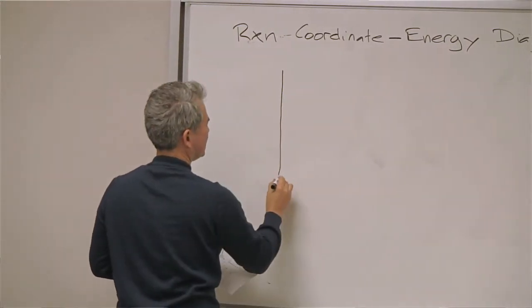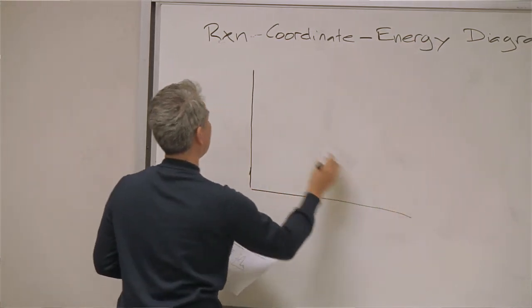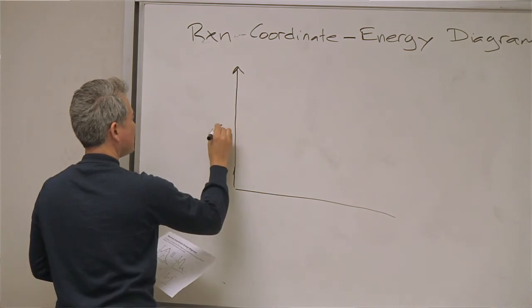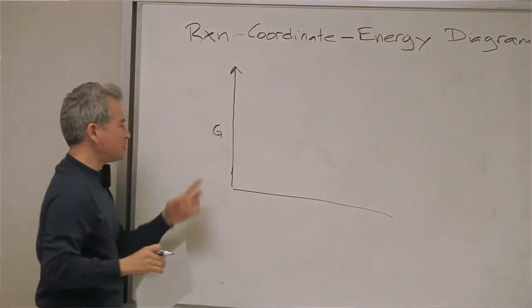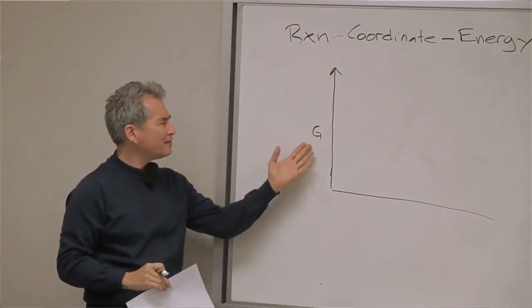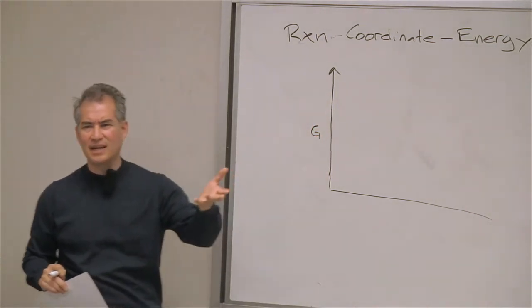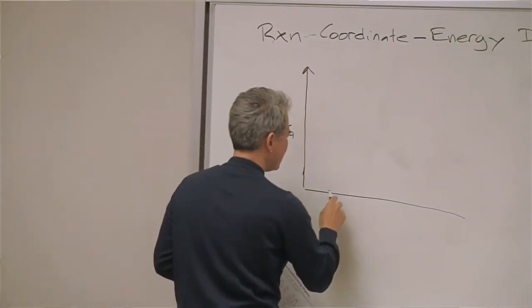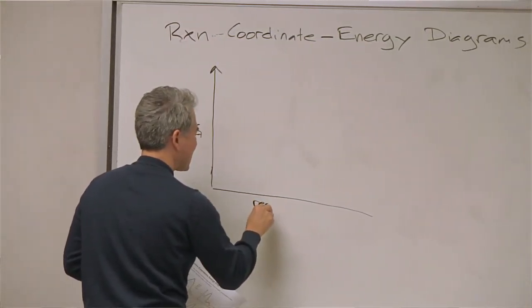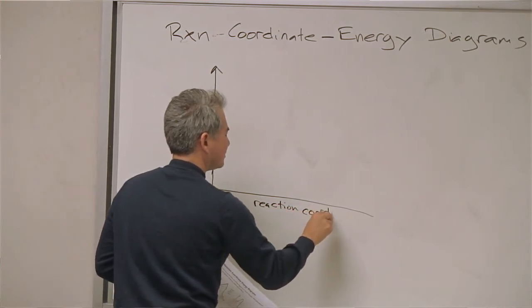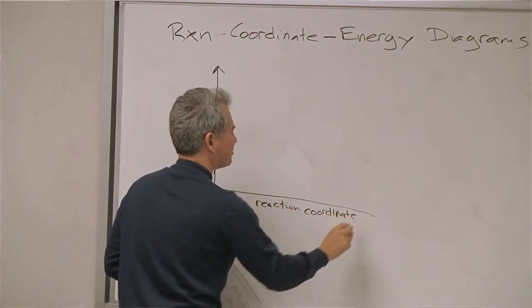I'm going to draw four of these, but I just want to start off with a very simple reaction coordinate energy diagram. And what you should be plotting is free energy. In fact, if you write just E here, it's fine. I just want to distinguish these from molecular orbital energy diagrams. And there's always this mysterious thing called a reaction coordinate down here. What does that mean? It's kind of mystifying what the reaction coordinate means.